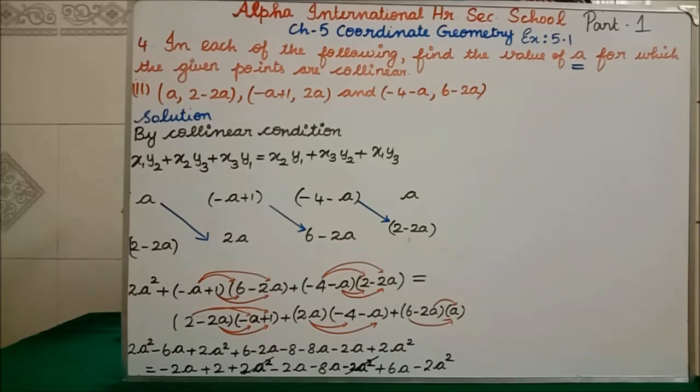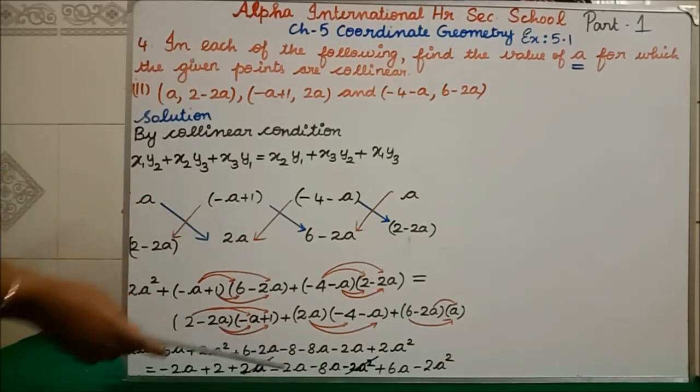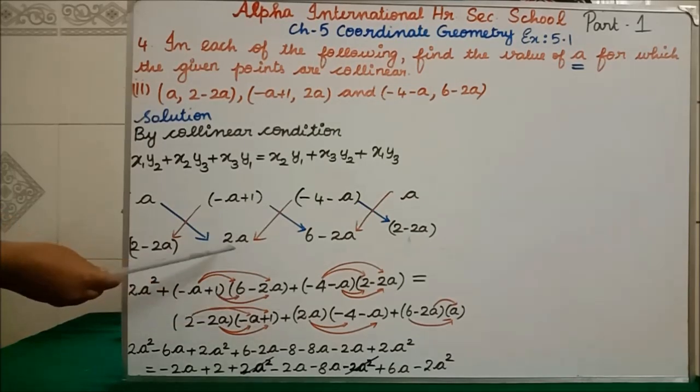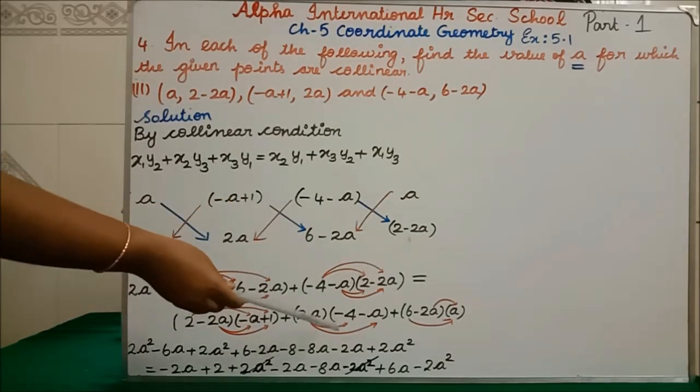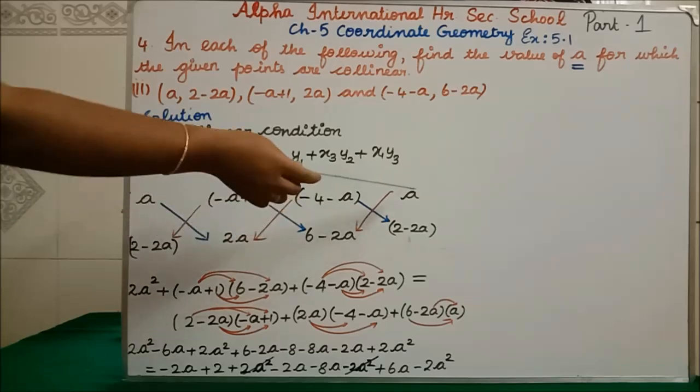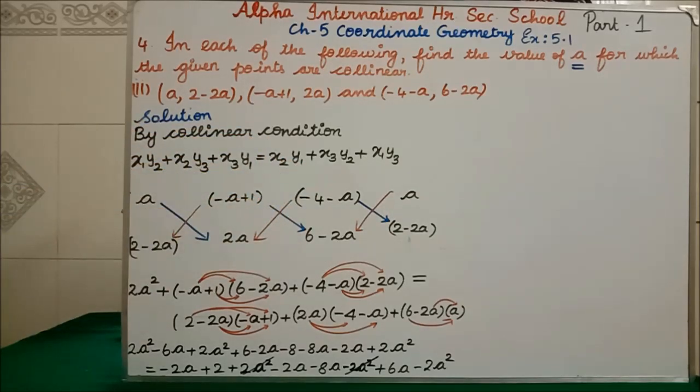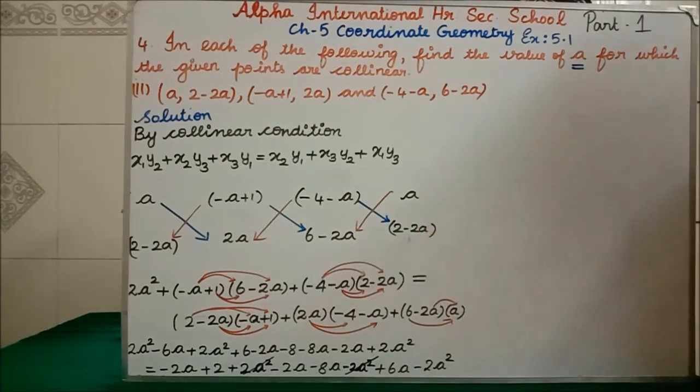Now we are going to do in the opposite direction, isn't it? Opposite direction means now what? Minus a plus 1 into 2 minus 2a. See, I have drawn the opposite direction now. Minus a, 2 minus 2a into a, minus a plus 1 I have written. In between plus 2a into minus 4 minus a plus 6 minus 2a into a. Clear? Now you see here minus a plus 1, 6 minus 2a we are having.